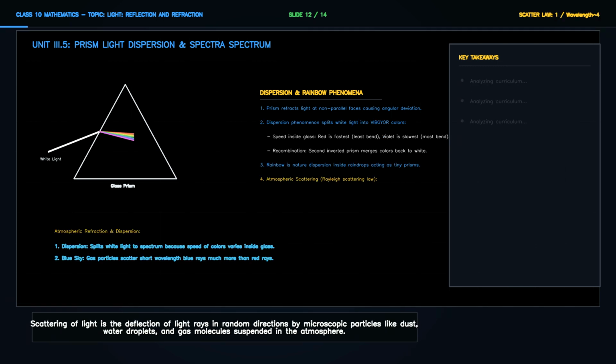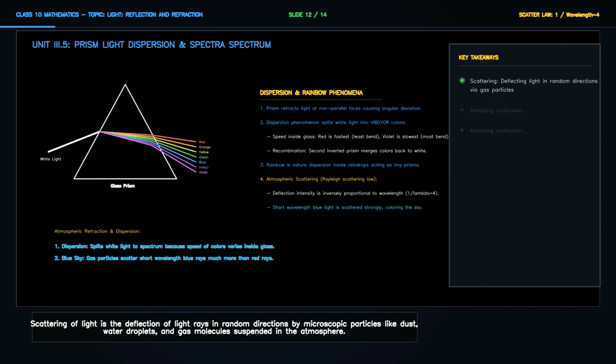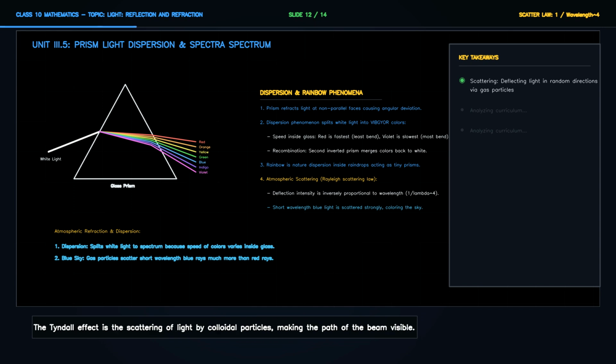Scattering of light is the deflection of light rays in random directions by microscopic particles like dust, water droplets, and gas molecules suspended in the atmosphere. The Tyndall effect is the scattering of light by colloidal particles, making the path of the beam visible.